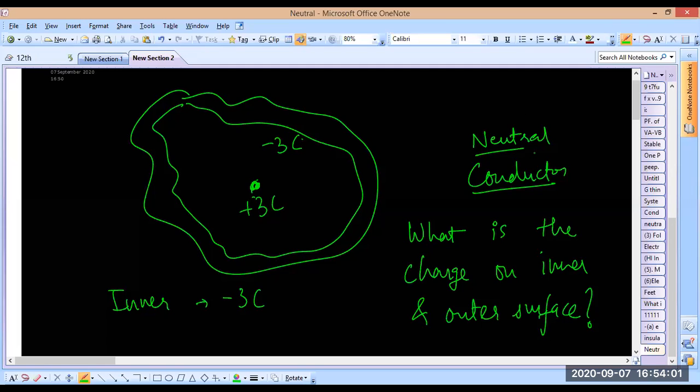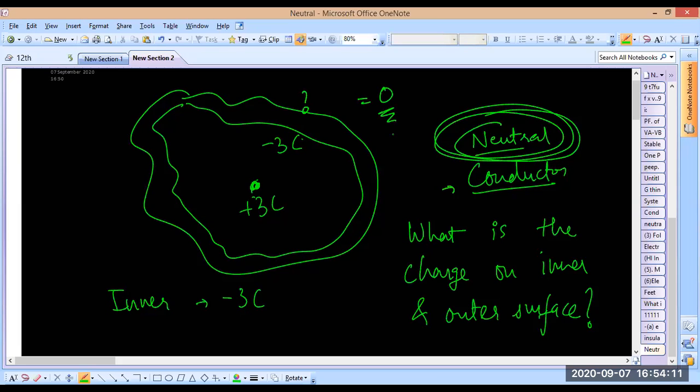But see, this whole thing is neutral. This conductor is neutral. So if minus 3 came here, how much should come here to make the total 0? Don't forget, to make total 0. Why 0? Neutral. All right? So outer should be plus 3 coulomb. Understood? Everybody?